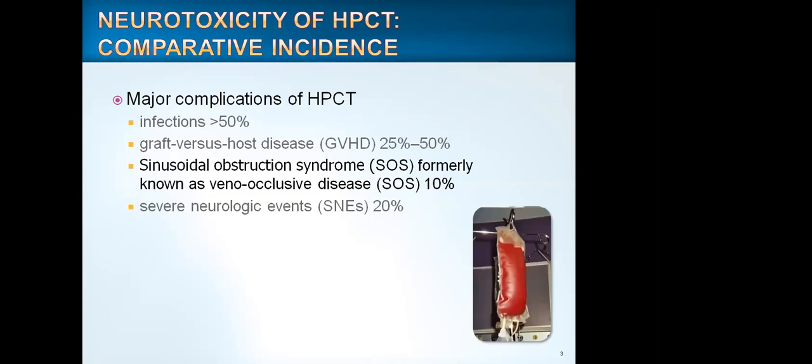Generally the major incidents happen due to infection, and sometimes due to GVHD and SOS, and severe neurological events will be there. I'm not taking only thalassemia patients, I'm taking the overall population. Infection is the major cause for neurological events, along with GVHD and SOS.